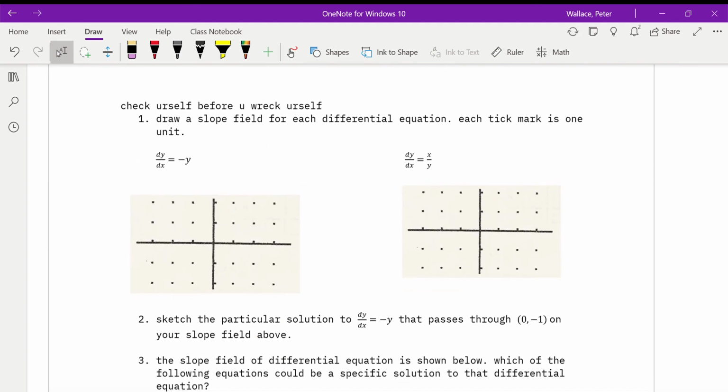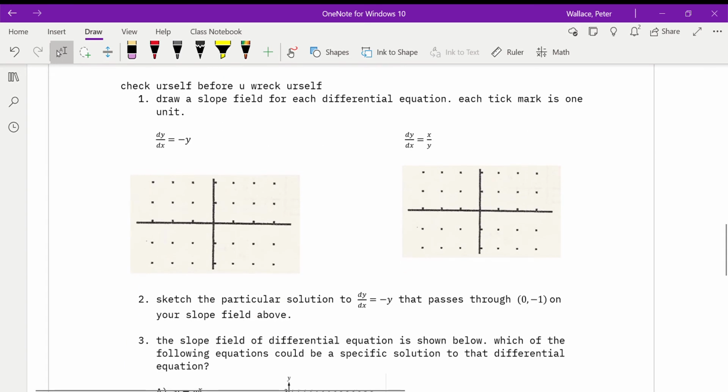So let's do an example here. Start with the first one. So we've got dy/dx is equal to negative y. So all that really matters here is our y values. So start with some easy ones. When y is equal to 0, our toothpick tangents are also going to be 0. So we've got a flat line here.